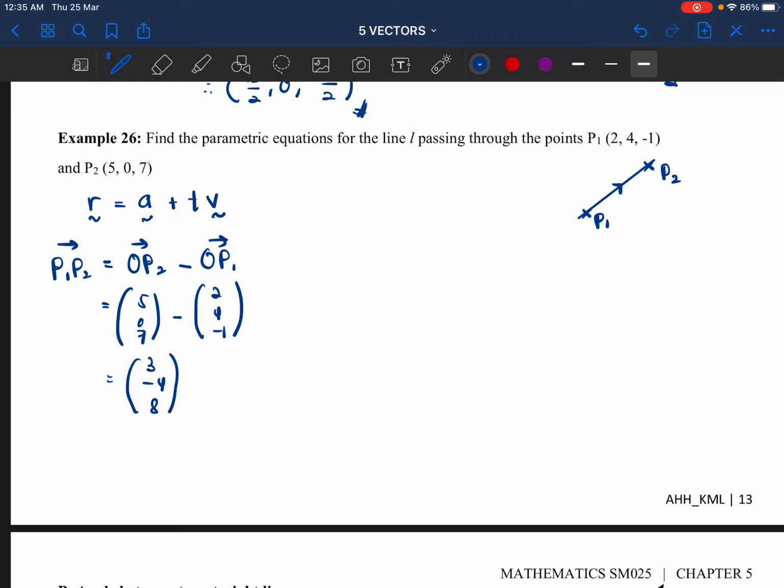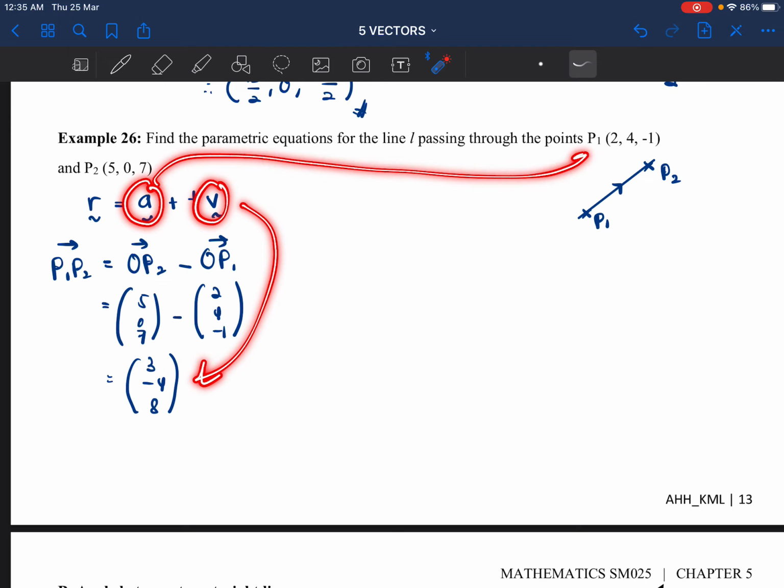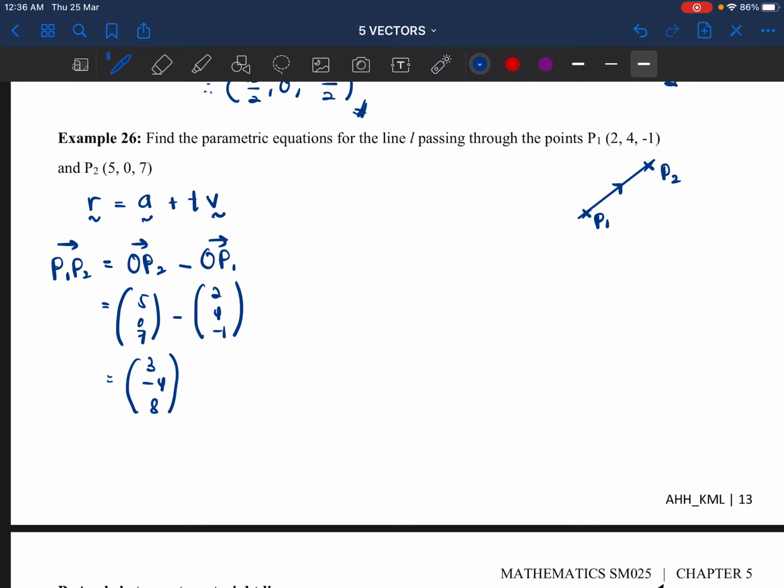Okay, 3, negative 4, 8. Nak cari P2, P1 pun boleh, tak ada masalah. Sama je. Jawapan dia memang maybe akan lain. Kamu akan dapat negatif, tapi tak ada masalah. Sama juga. Okay, so sekarang kita punya a ni, v kita dah ada. This one is v. So, a kita is any point. P1 boleh, P2 pun boleh. So, kita ada r is equals to, let's say saya letak P1, kita ada 2i plus 4j minus k plus t, v kita is 3i minus 4j plus 8k.